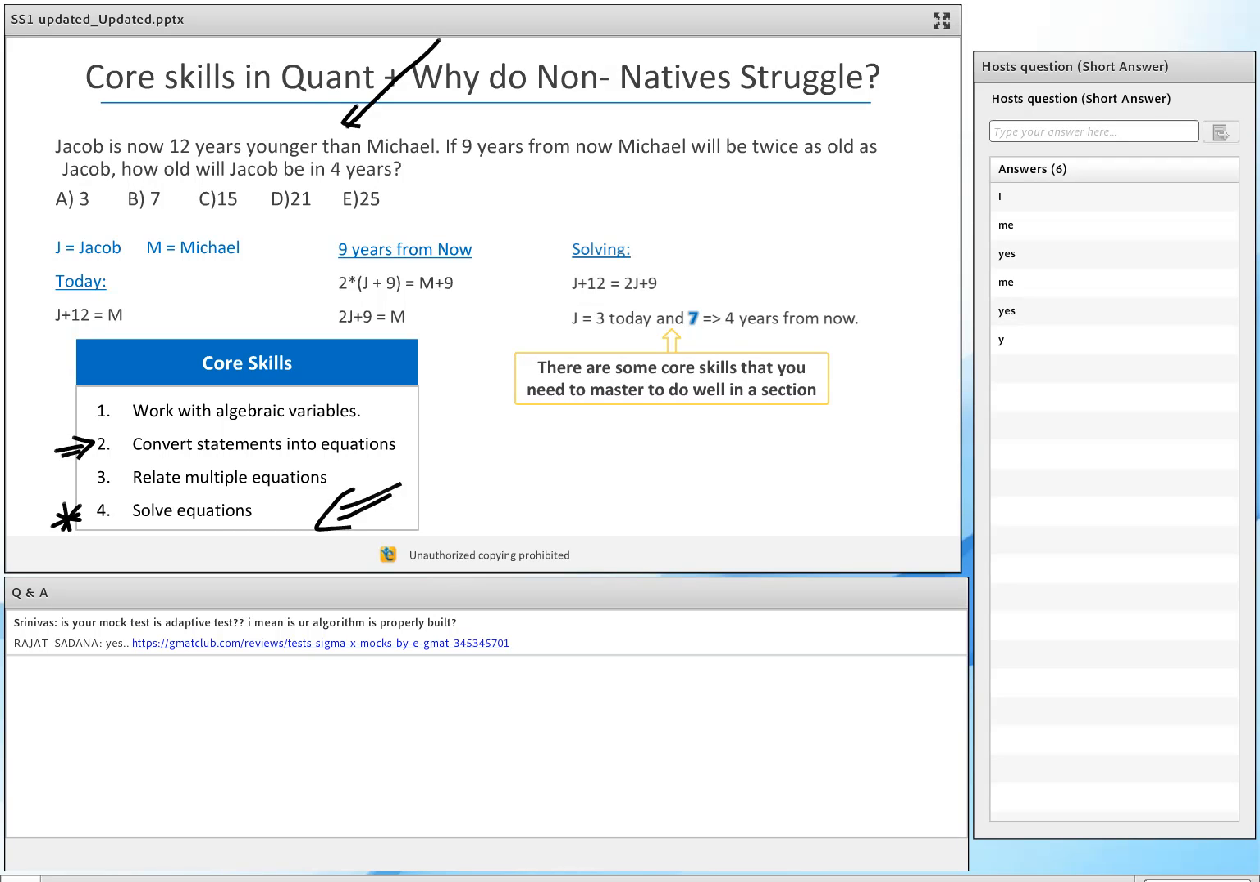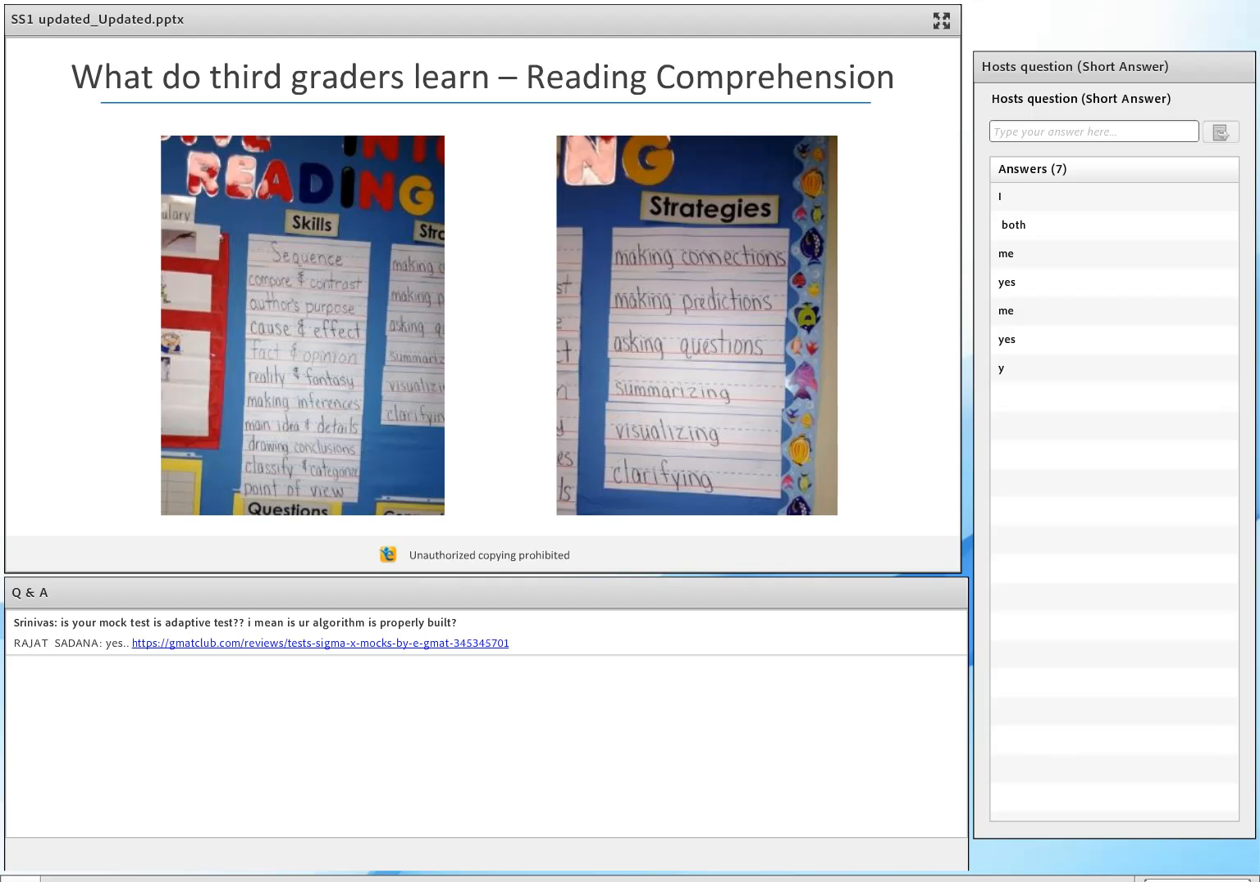On the GMAT, the quant and verbal sections are very similar when it comes to their dependency on the core skills, or how they test the core skills. Similar to the quant section, the verbal section also has a set of core skills, and we're going to see how the verbal section is very similar by solving a boldface question. But before I do that, I'm going to show you something with regards to the verbal core skills, which I learned from a 3rd grade classroom.